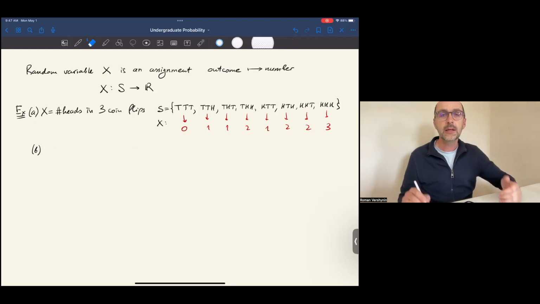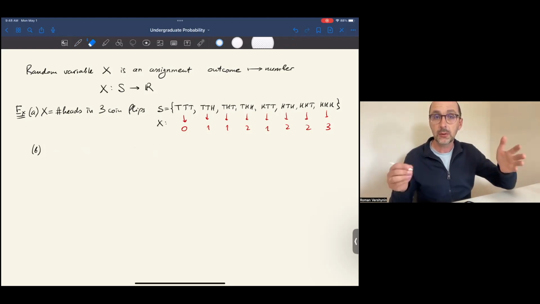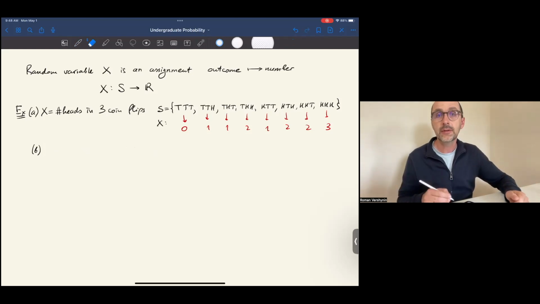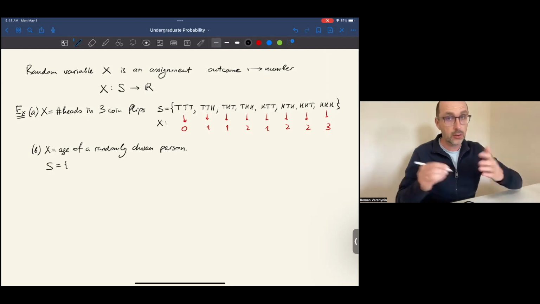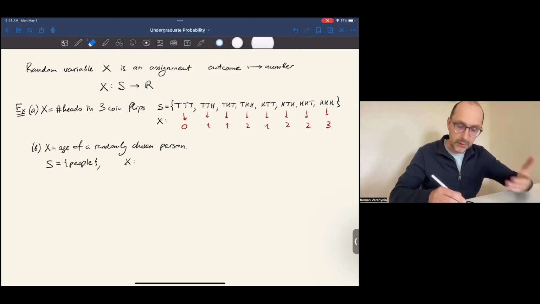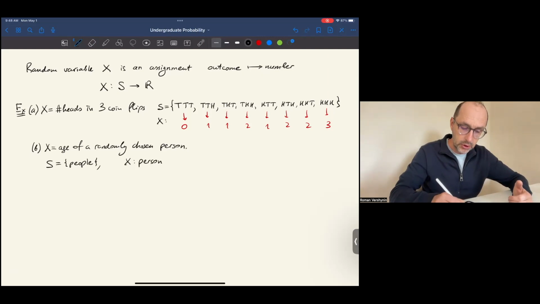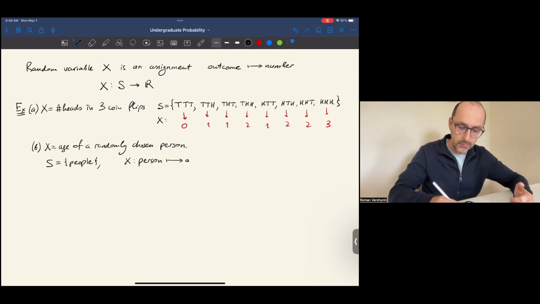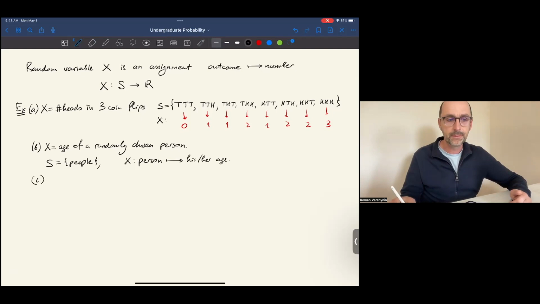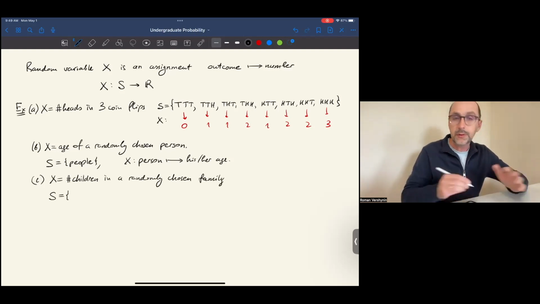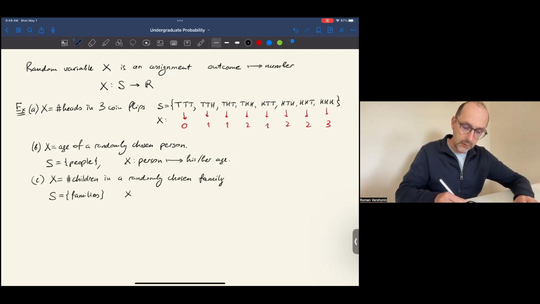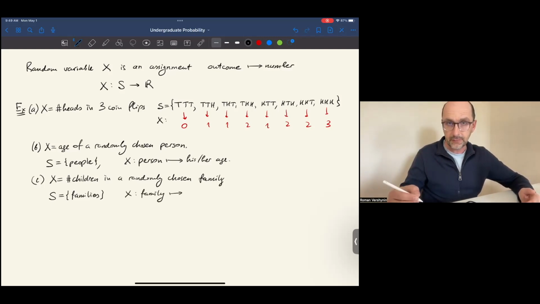Another example. If you ask a random person on the street, how old are you? The age is a random variable. Here, the sample space, all possible outcomes, are all the possible people that you can meet, and the random variable X assigns each person his or her age. Another example. Let's look at the number of children in a randomly chosen family. The sample space, the set of all outcomes, is all the families that we can potentially ask, and the random variable X assigns every family the number of children in that family.